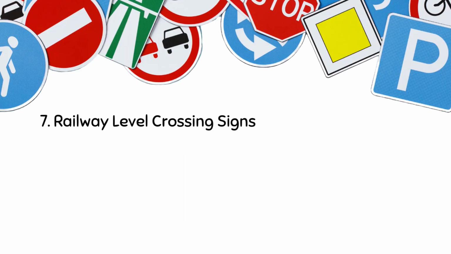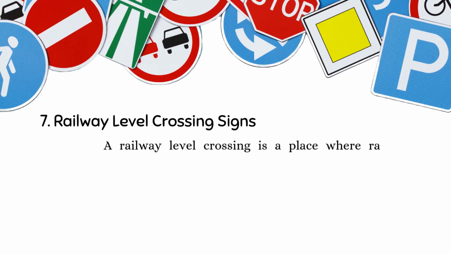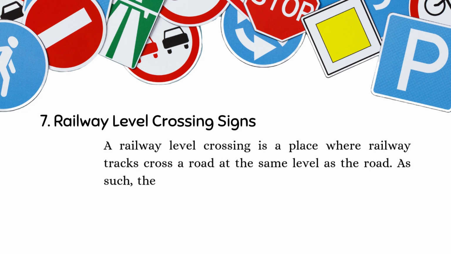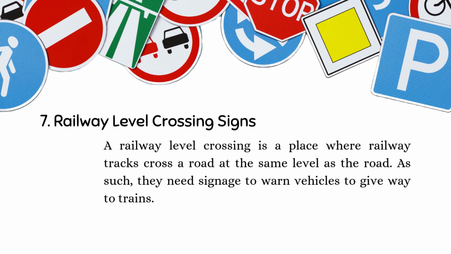7. Railway level crossing signs. A railway level crossing is a place where railway tracks cross a road at the same level as the road. As such, they need signage to warn vehicles to give way to trains.